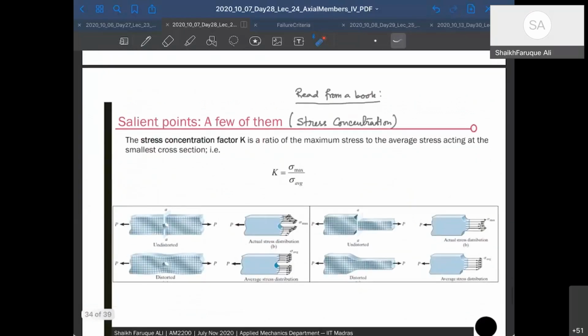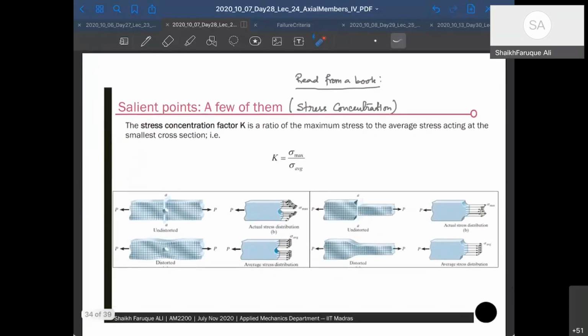And let's go to stress concentration. We discussed stress concentration a long time ago and it was pending. We said that whenever there is a sudden change in cross section, or whenever there is a hole within a member, or where there is a force acting, the stresses near the boundary of the hole or the change in cross section are not going to be uniform. They're not going to be your average stresses.